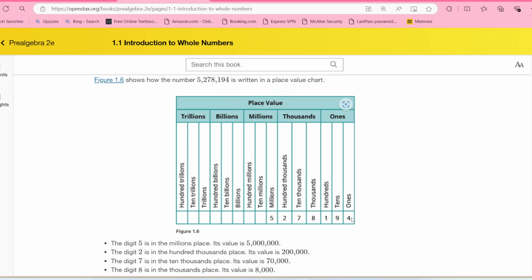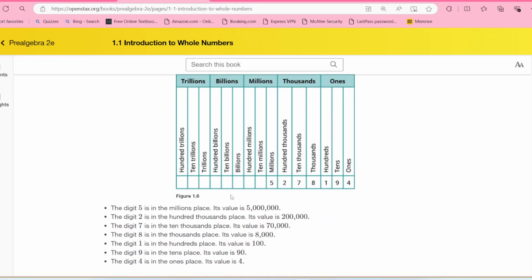5,278,194 to the far right here. So you see 5 is in the millions place, so it has a value of 5 million. The digit 2 is in the hundred thousands place, so its value is 200,000. The digit 7 is in the 10,000s place, so its value is 70,000. 7 times 10,000, right? 70,000.